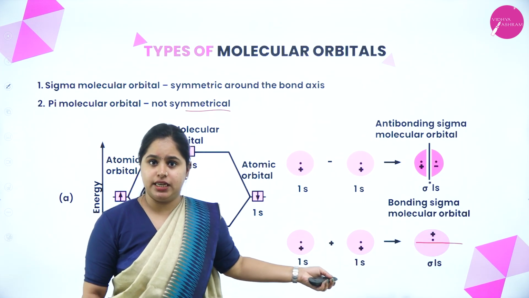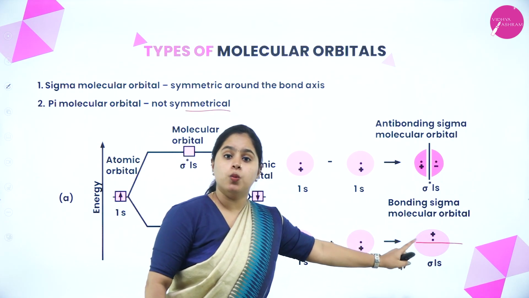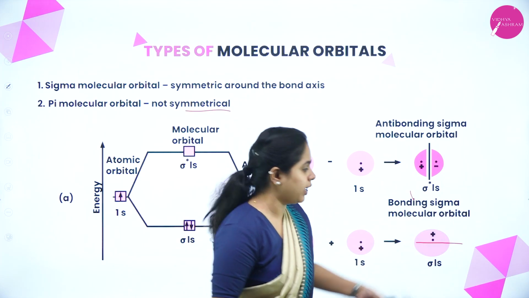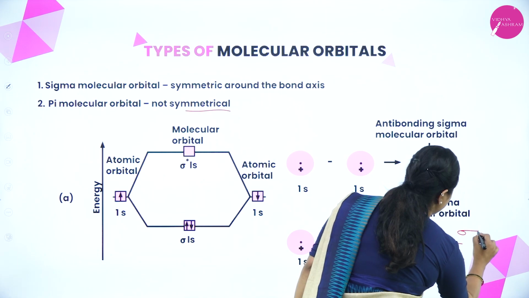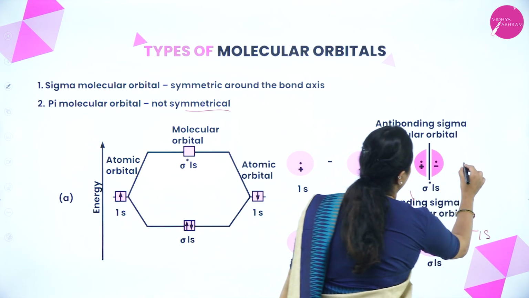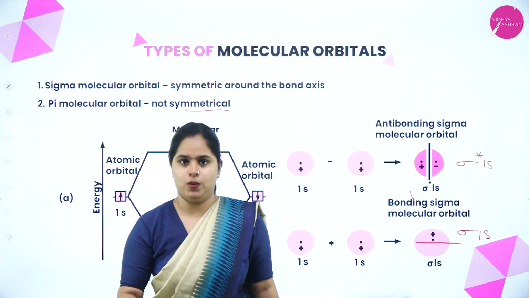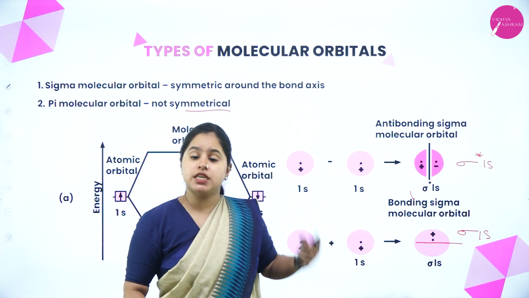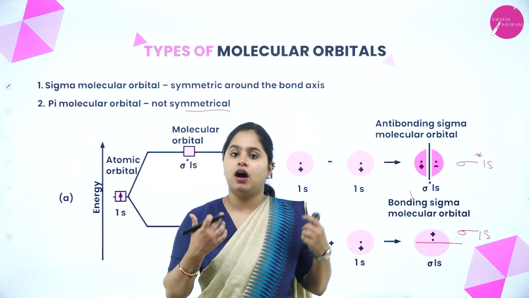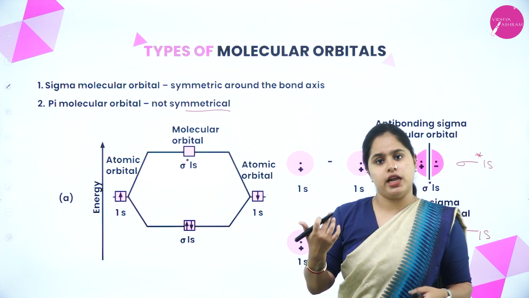As you can see here, in this case, two 1s orbitals are combining. It is forming one bonding molecular orbital and one anti-bonding molecular orbital, right? The bonding molecular orbital is represented as sigma 1s and the anti-bonding molecular orbital is represented as sigma star 1s. So in the case of the sigma molecular orbital that is formed, it will be symmetric about the bond axis. So those are the two types of molecular orbitals.